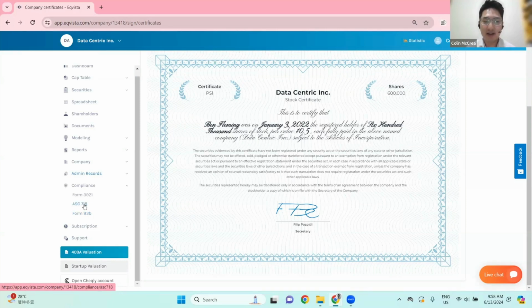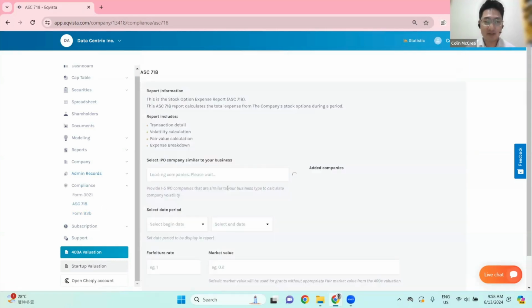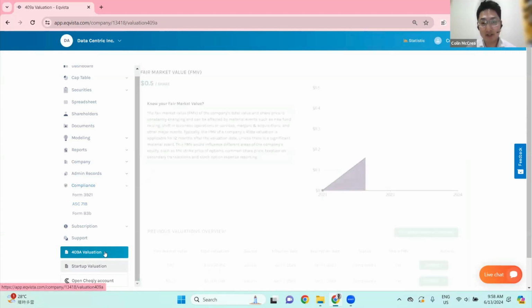And then ASC 718, this is a little bit more advanced feature for stock option expensing. The middle and higher stage companies do this, but for some other platforms it could cost like $5,000 to $10,000 to do this because it's kind of an advanced feature. For ours, it's a lot cheaper and it's still accessible to all other startups. And we also have 409A valuation, like I said before.